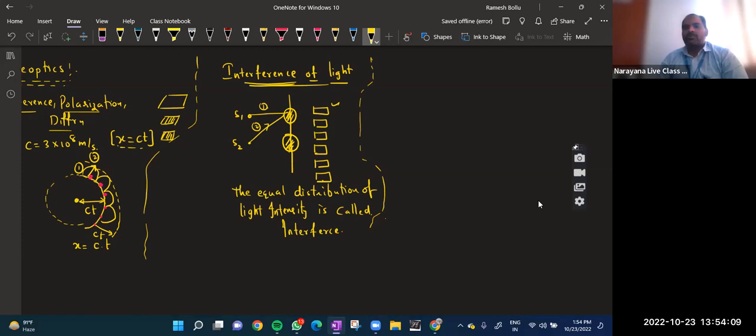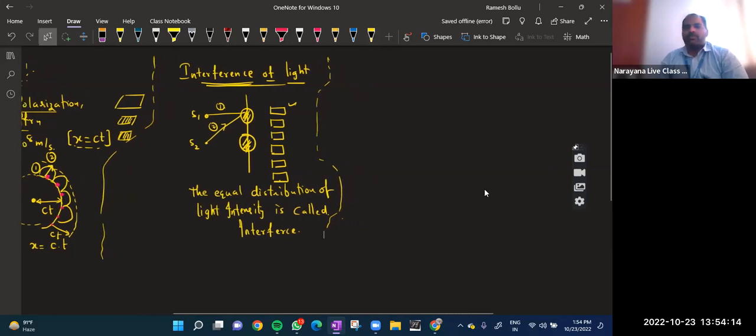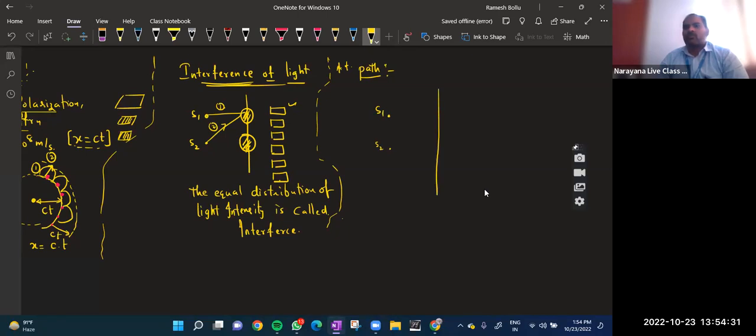To clear that confusion, some technical terms I have to introduce. So kindly listen carefully. The first one is path difference. See, this is source of light 1. This is source of light 2. This is one screen I kept. These two sources of light are called what here? Coherent sources of light. Coherent means what? Co means same. Herent means same, hereditary.